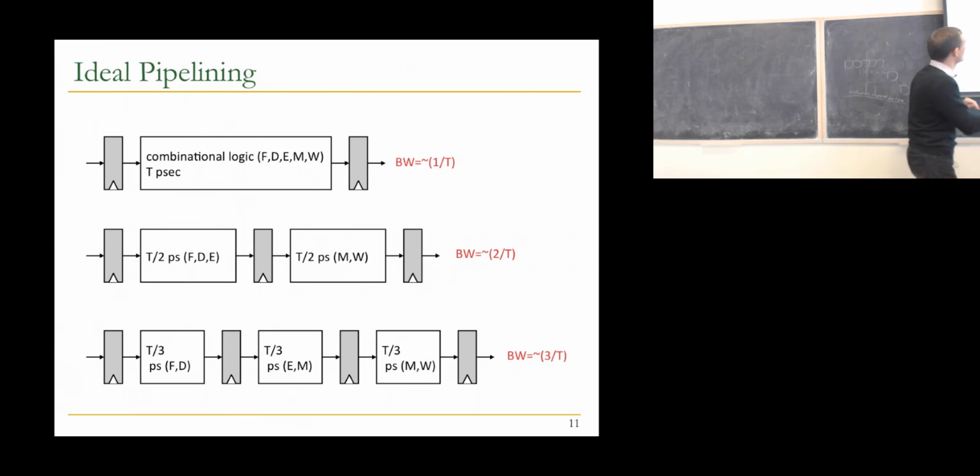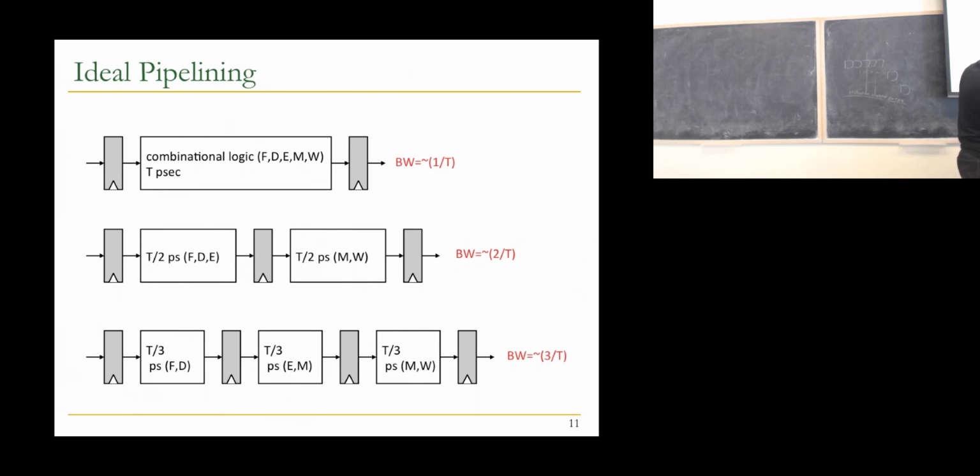And if you want to improve the throughput 3x compared to the baseline, this is what you would do. Divide each stage equally, such that it takes t over 3 picoseconds, and you latch the result after every stage. Make sense? This improves your throughput to 3 over t. This is kind of ideal.